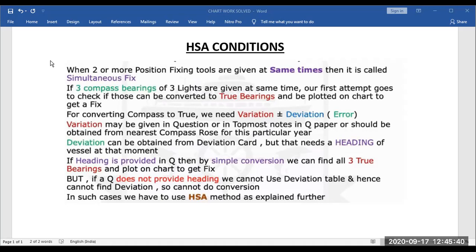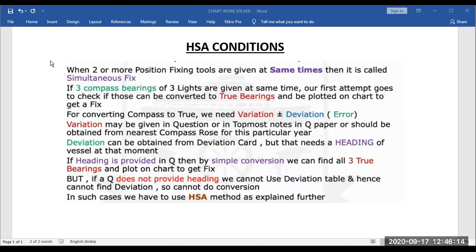Even two bearings we can plot on the chart, and three bearings are better, we can plot directly on the chart, and we don't need anything. But if compass bearings of three lighthouses are given at the same time, first we check if we can convert them to true bearings. If we have compass error, then we can convert the compass bearings into true bearings, plot them on the chart and get the fix by applying variation and deviation.